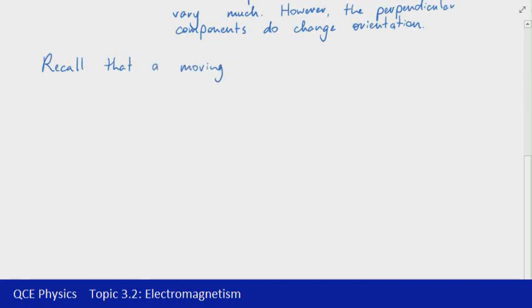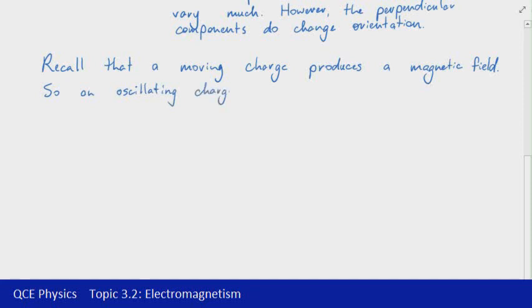And we saw that earlier in this unit where we looked at current carrying conductors that produced a magnetic field around them. So anytime we have a charge that's moving, it's going to produce a magnetic field. So an oscillating charge, as well as producing an electric field, it's also going to produce a magnetic field. And the points to note about the magnetic field, two things in particular.